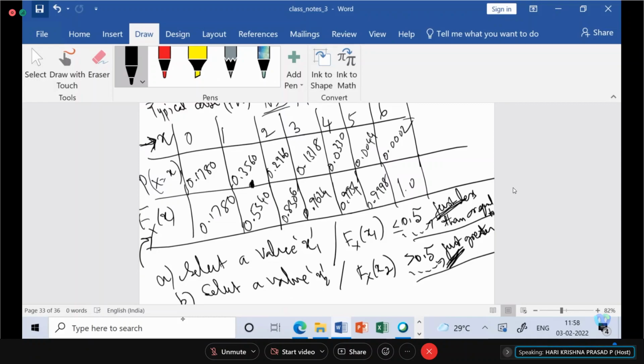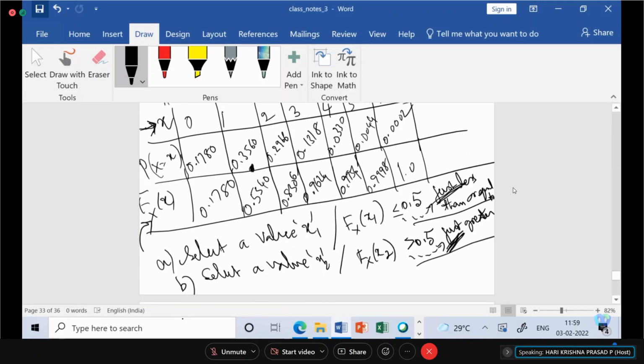So what value of x should I take? I should take x equal to 0 corresponding to x1, so x1 equal to 0, because when x equal to 1, the distribution function value has become more than 0.5, namely 0.53. By definition, I need to select a value x1 such that F_X of x1 is just less than or equal to 0.5. So x1 equal to 0. Apply the second rule, B. Select a value x2 such that F_X of x2 is just greater than 0.5.